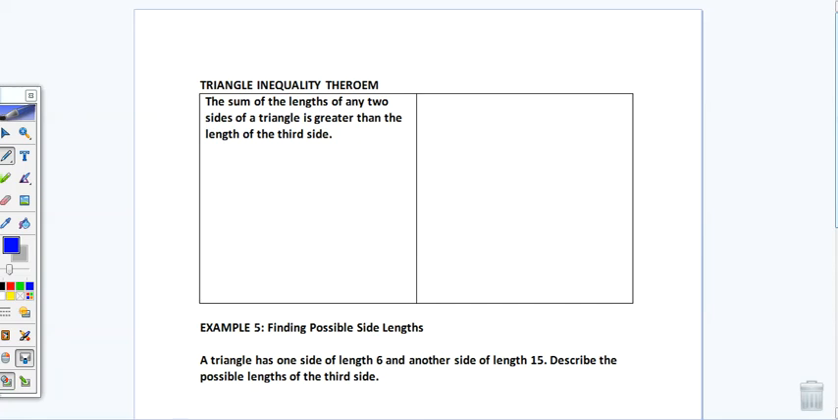Okay, so here's what that's saying. You guys can head back to your seats. What this is saying is this. It says the sum of the lengths of any two sides of a triangle is greater than the what?